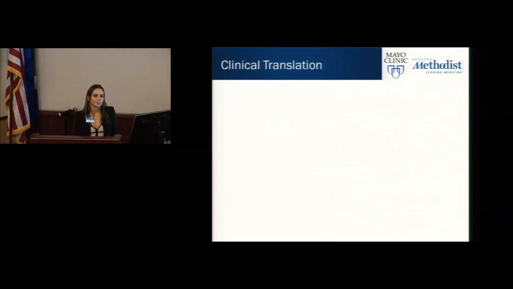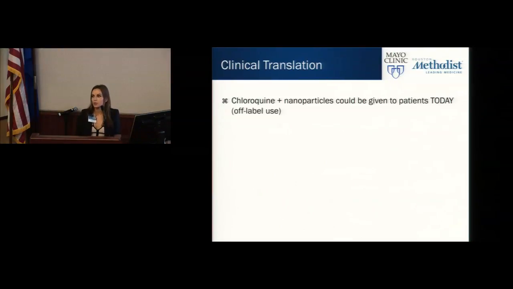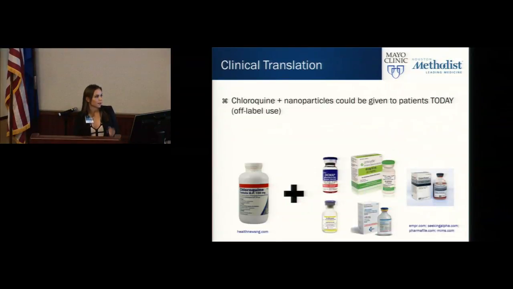And in regards to clinical translation, chloroquine plus any clinically approved nanoparticle could be given to patients today. This is something called off-label use. And this is also why we decided to go with a drug repositioning strategy, so that we could quickly get it into the clinic. We know that usually it takes 15 years and $1 billion to get something into the clinic. So we could combine chloroquine with any number of nanoparticles that are clinically approved.